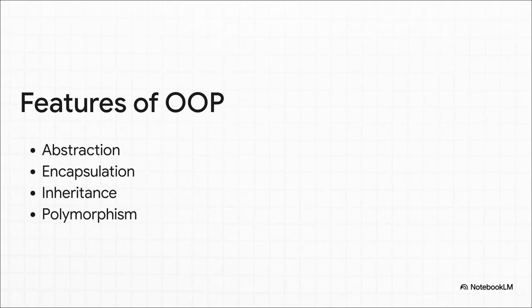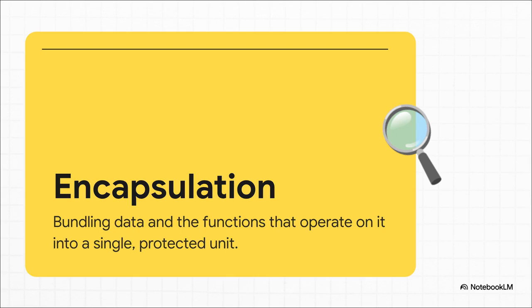Yeah, this whole approach is built on 4 main pillars, or as I like to call them, 4 superpowers. We've got encapsulation, abstraction, inheritance, and polymorphism. Now, getting these is the key to really understanding OOP, so let's break down what each one actually lets you do. Okay, first up, encapsulation.